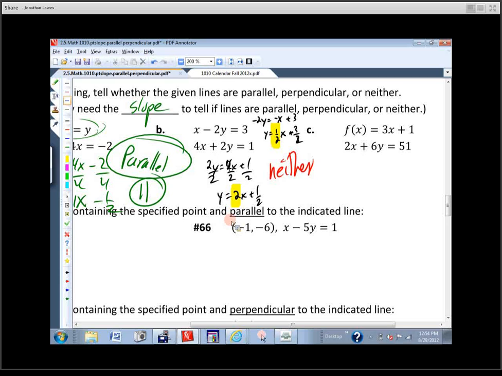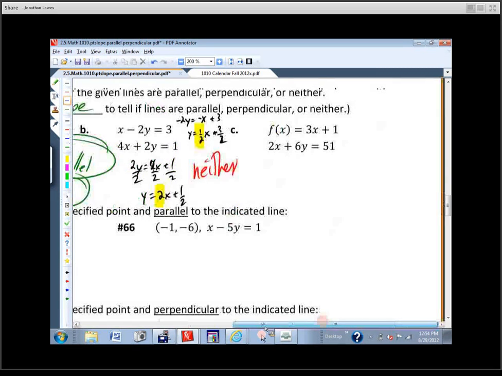Okay, and think about it this way. If this one slopes up from left to right and this one slopes up from left to right, there's no way they could be perpendicular to each other. So that one is a neither.